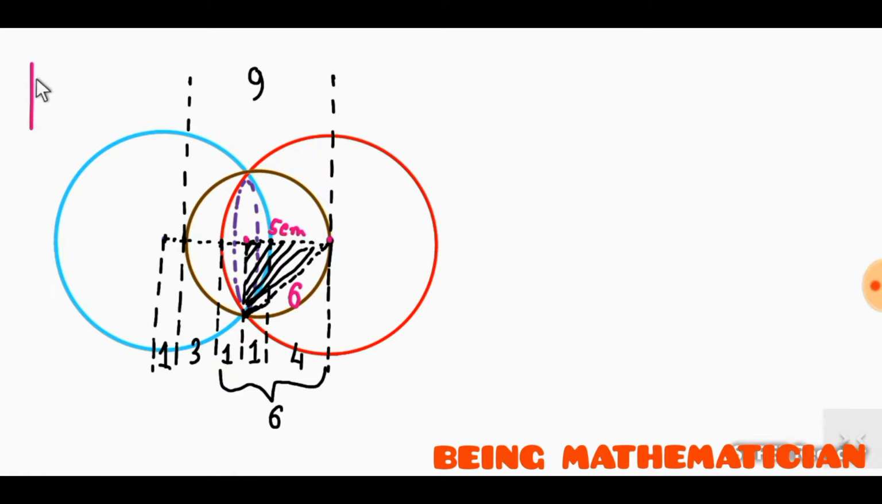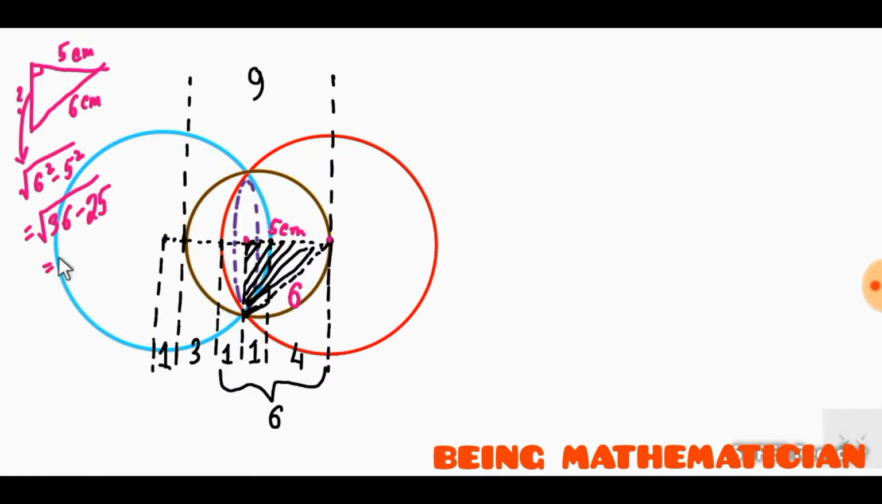So we can calculate easily the length of this part. So the length of this radius is root over 6 square minus 5 square, and it will be root over 36 minus 25, and that is root over 11. So we got the length of the radius of this violet circle, that is root over 11.